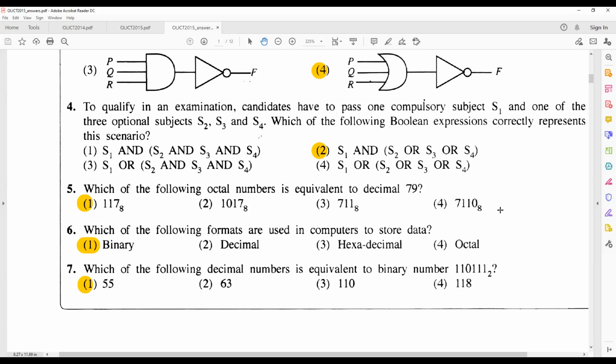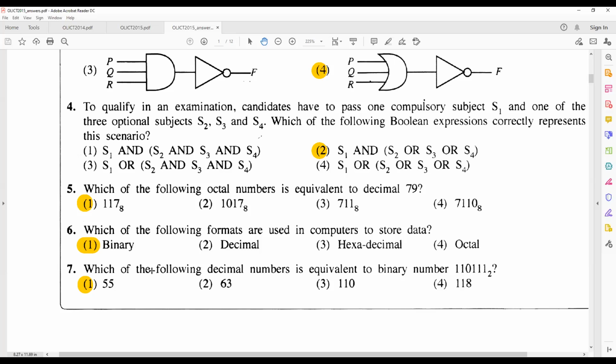Right? And then we know that 64 into 7 is a big number. This is 1, this is 8, 8 to the power 1. This is 64, 64 into 7. So this is bigger. So the answer is the first one. Easily you can pick it up. You don't have to solve this actually.